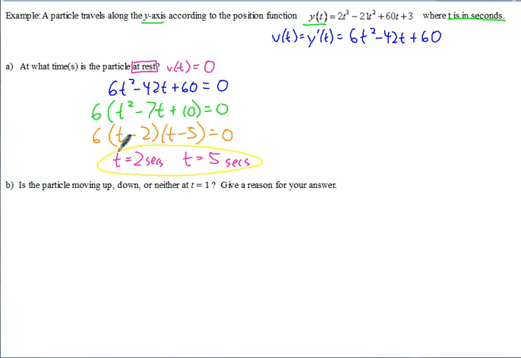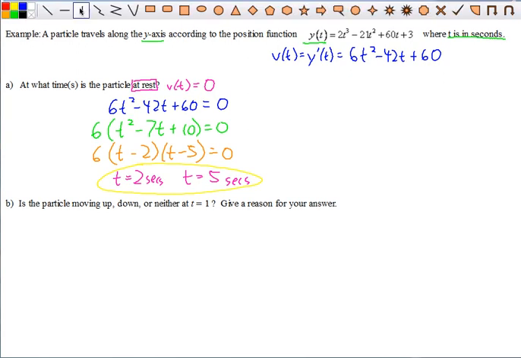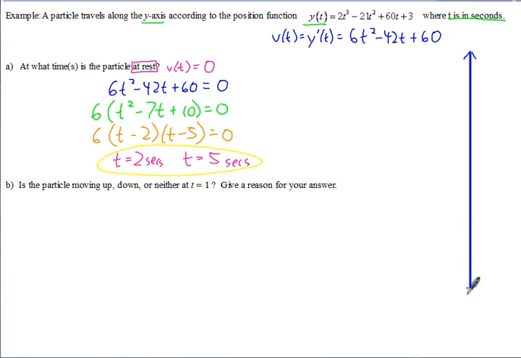And then part B says, is the particle moving up, down, or neither at time 1? Well, we're going on the y-axis, remember? So if we're traveling on the y-axis, this is our y-axis here. If the particle is moving up, that tells us the velocity must be positive, or another way of writing that, the velocity would be greater than 0. However, if it's moving down the y-axis, that tells us the velocity must be negative, or the velocity is less than 0. And neither, it's not going up or down, that must mean the velocity is 0.